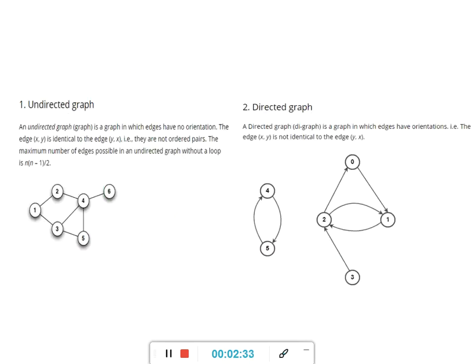The second question is, what is a directed graph and an undirected graph? In an undirected graph, there are no directions for the edges. That means in an undirected graph, we can travel from node 2 to 4, and we can travel from 4 to 2 also. So there is no orientation for the edges in an undirected graph. Whereas a directed graph, or digraph, is one in which edges have orientation. That means we can travel from 0 to 1 but not from 1 to 0. So this is the case in a directed graph.